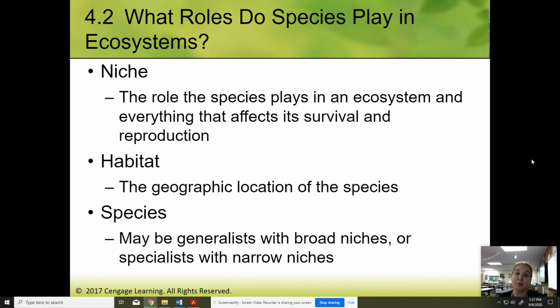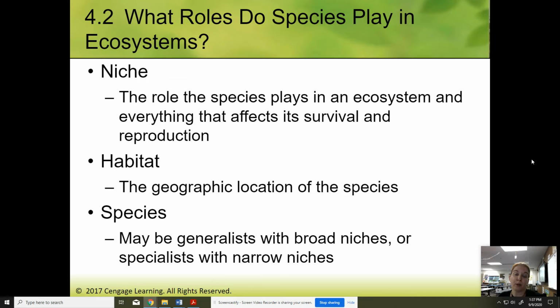What role do species play in ecosystems? Once again, a lot of this should be familiar from freshman year biology class, but we're going to go over it just in case. So, niche. This is the role the species plays in an ecosystem and everything that affects its survival and reproduction.